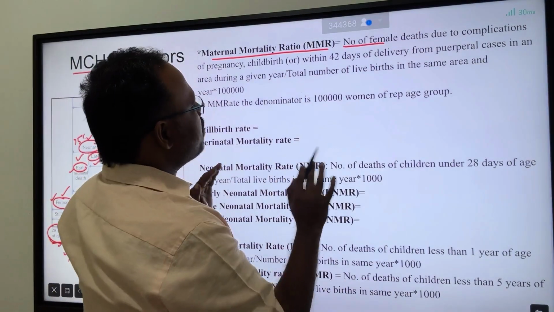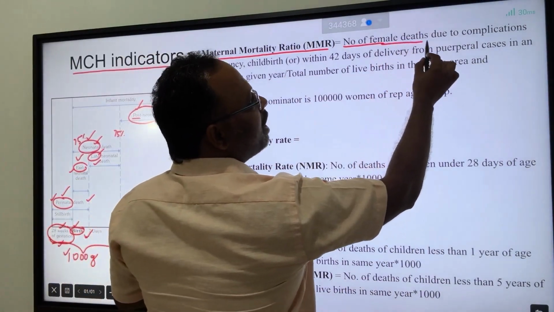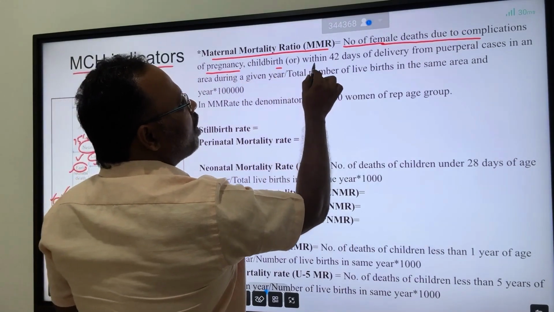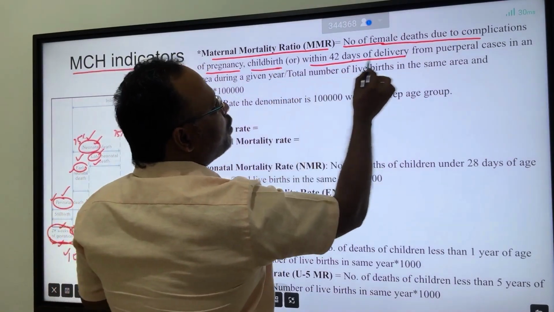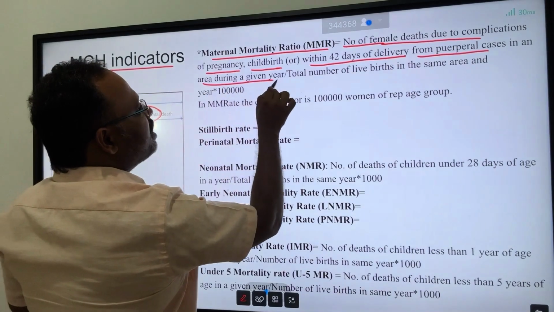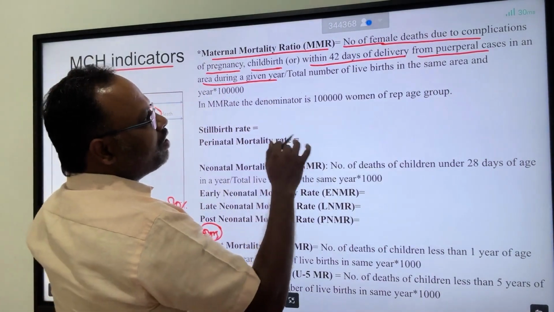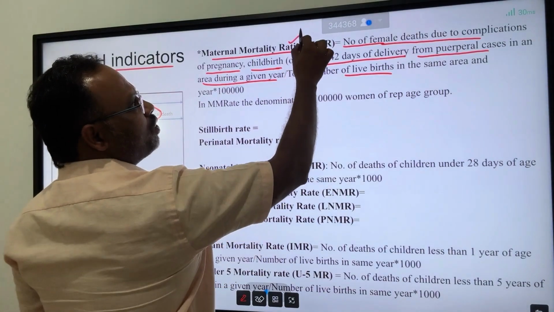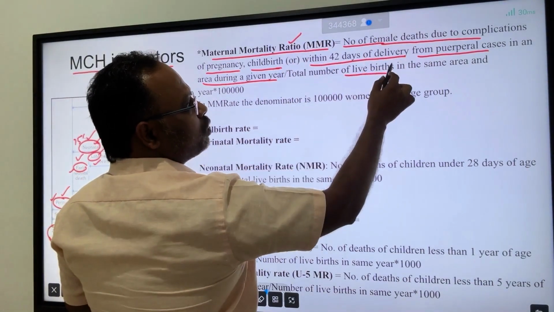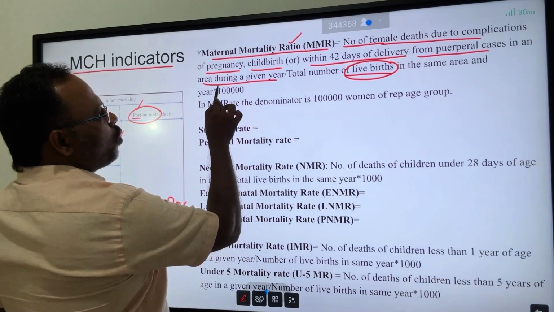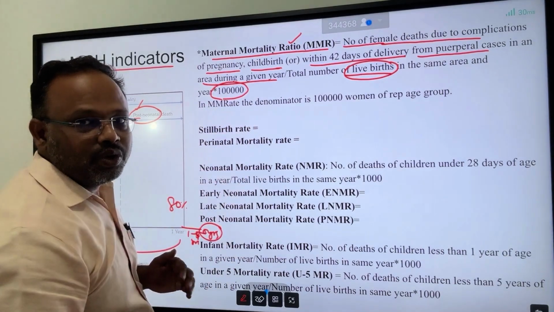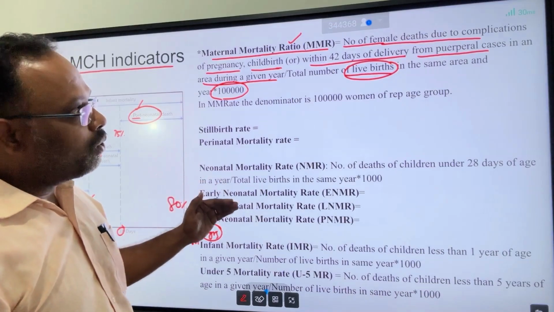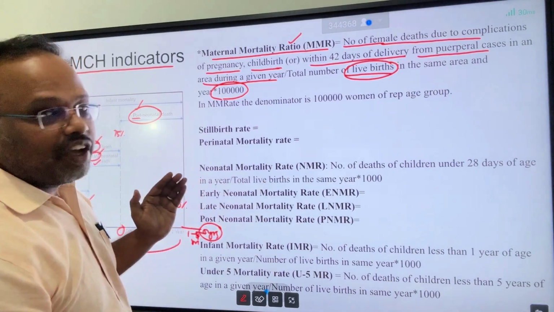It is given by the number of maternal deaths. It is the female dying due to the complications of pregnancy, childbirth, or within 42 days of delivery during the period in an area during the given year, which will be considered maternal deaths, divided by total live births in the same area and in the same year. It is called a ratio because it is maternal deaths to live births, and it is expressed per 1 lakh. That is the maternal mortality ratio: the total number of maternal deaths divided by total number of live births, into 1 lakh live births.